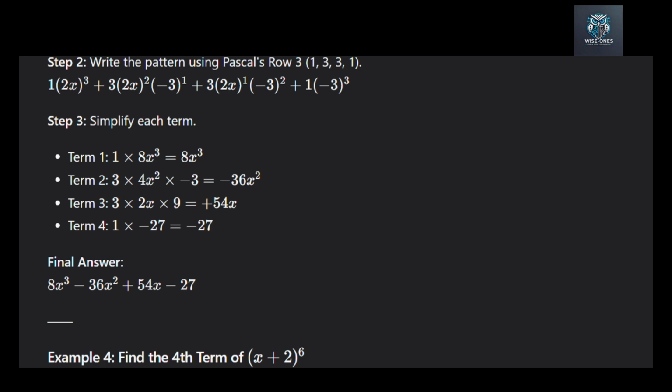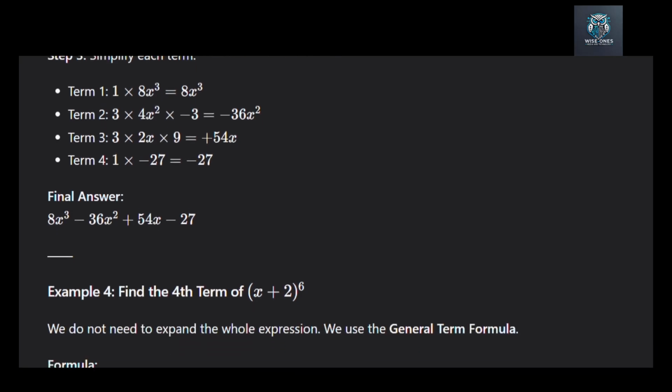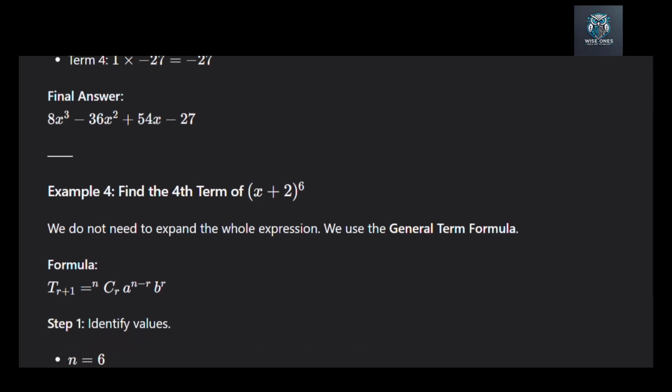Term 4, 1 times negative 3 cubed. Negative 3 times negative 3 is 9. 9 times negative 3 is negative 27. So this is negative 27. Final answer, 8x cubed minus 36x squared plus 54x minus 27. Please check your signs. Did you get the minuses in the right place?